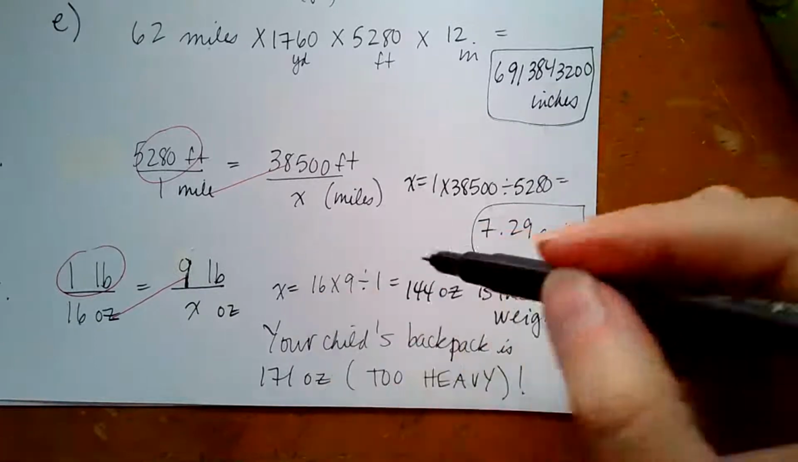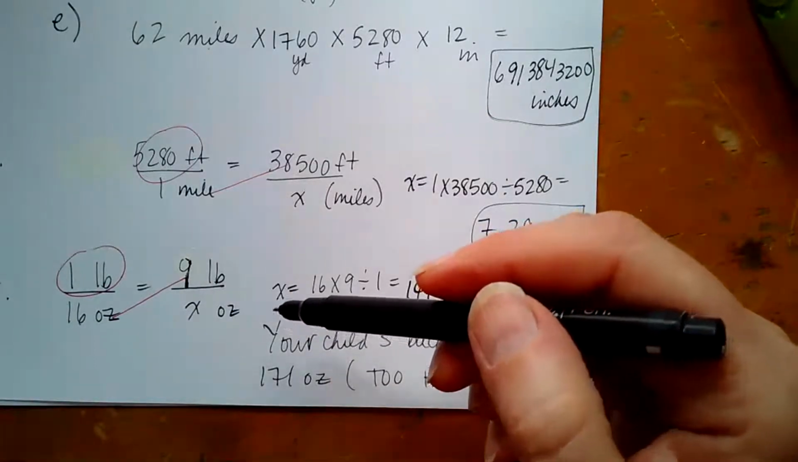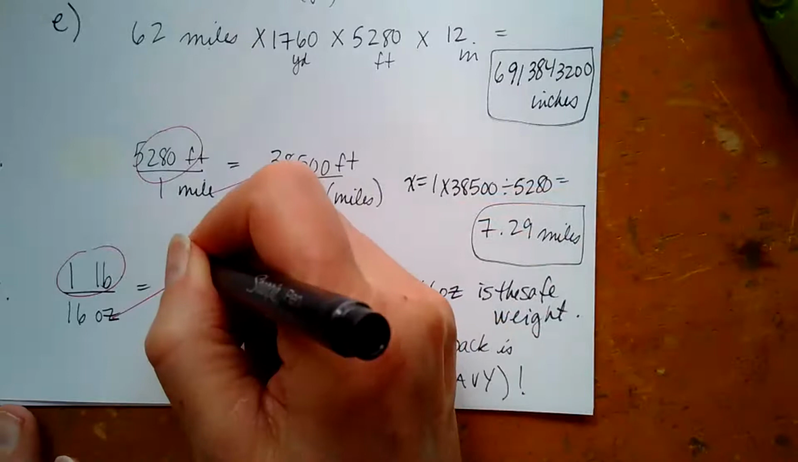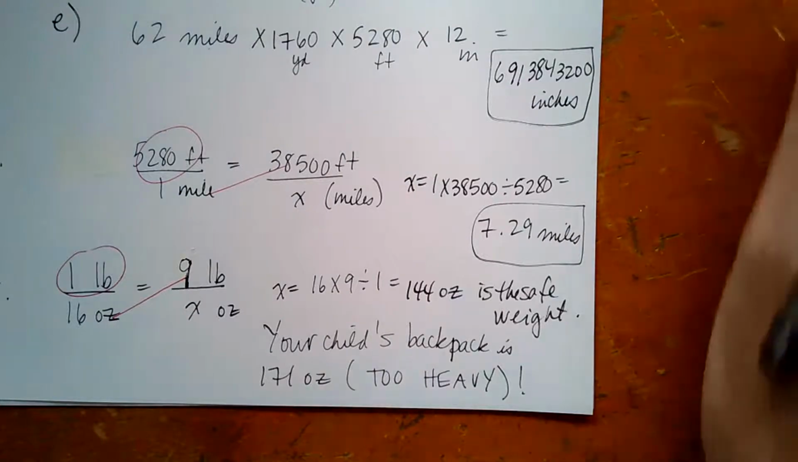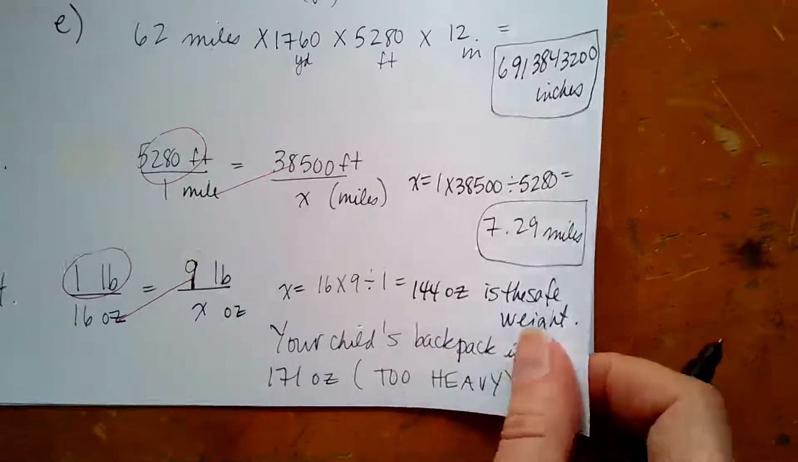You could have done this as well. You could have converted the 171 ounces to pounds and solved for the number of pounds that the backpack was. You'd still find that the answer is too heavy. So either way is fine. I don't see any questions from anyone, so I'm going to keep going. I really hope that you tried these by yourself. You had all weekend and then yesterday, so hopefully you had enough time.